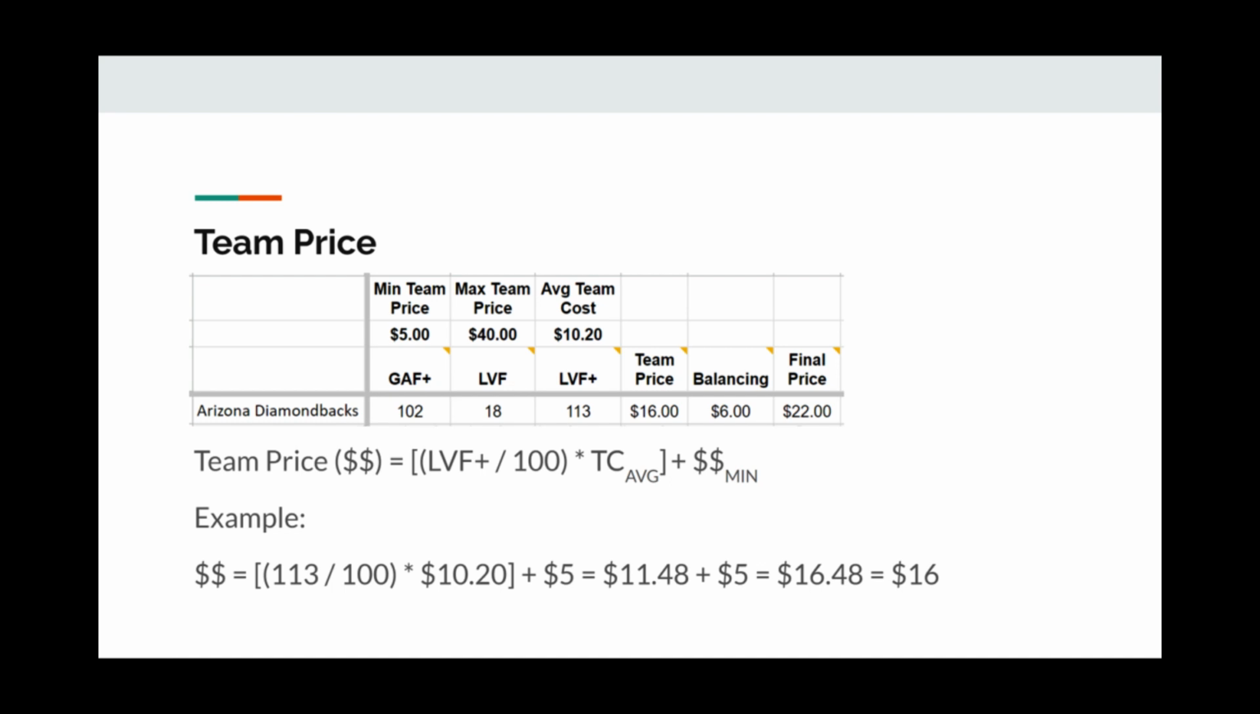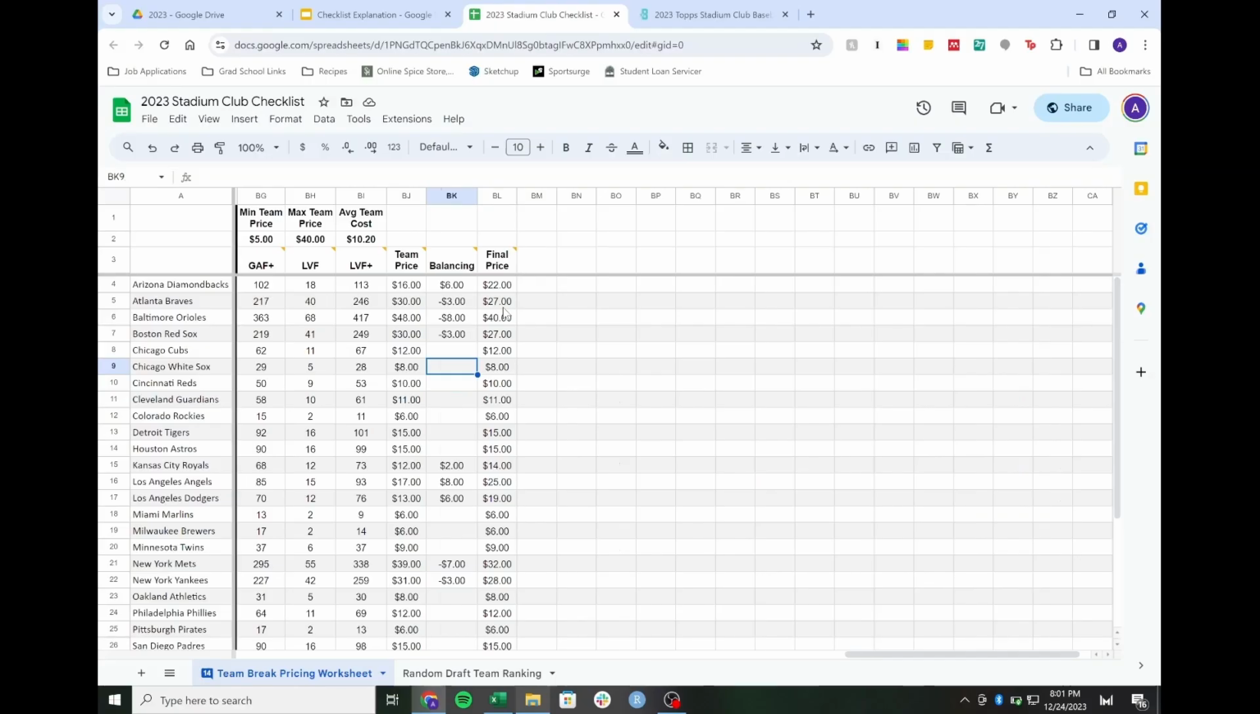So basically what you're doing here is scaling the average team cost relative to the minimum. If LVF plus is 100, that is perfectly average, so you get one, and then you basically add the average team cost to the minimum. If it's higher, then it scales it up. If it's lower, it scales it down. So that is basically how you determine your initial team price. You repeat the process across all of the teams that you have to get your team prices.